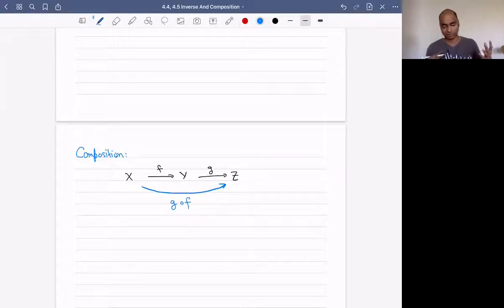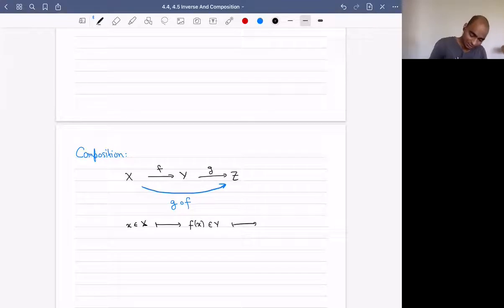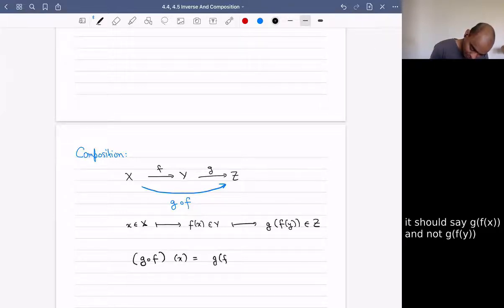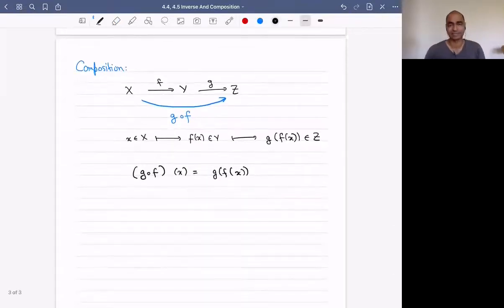So the way I think about this is functions go from right to left. It is what it is. And why is it written like this? Because if I start with little x in capital X, then f will send it to f of x, which lives in Y. And then g will act on it. So g will send it to g of f of x, which is in Z. And so what I'm saying is that g composed with f of x is g of f of x. That is how composition is defined.